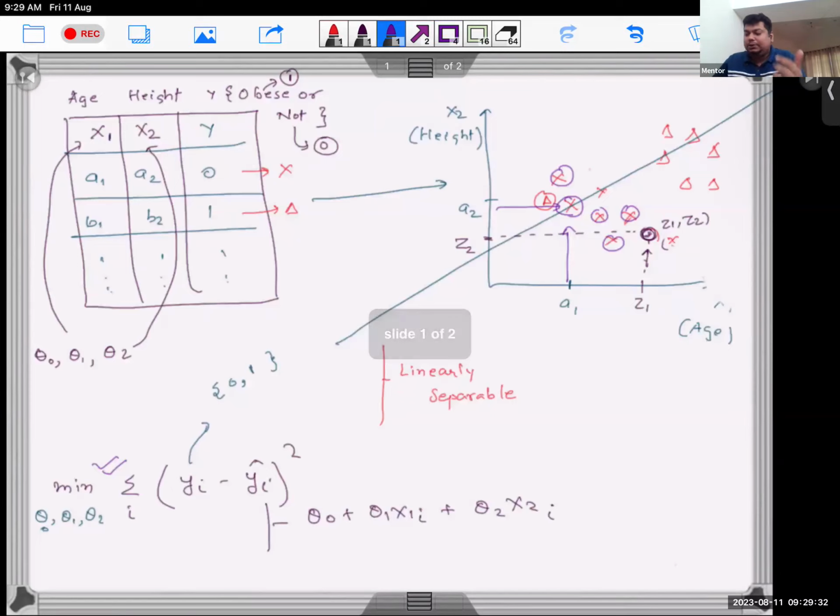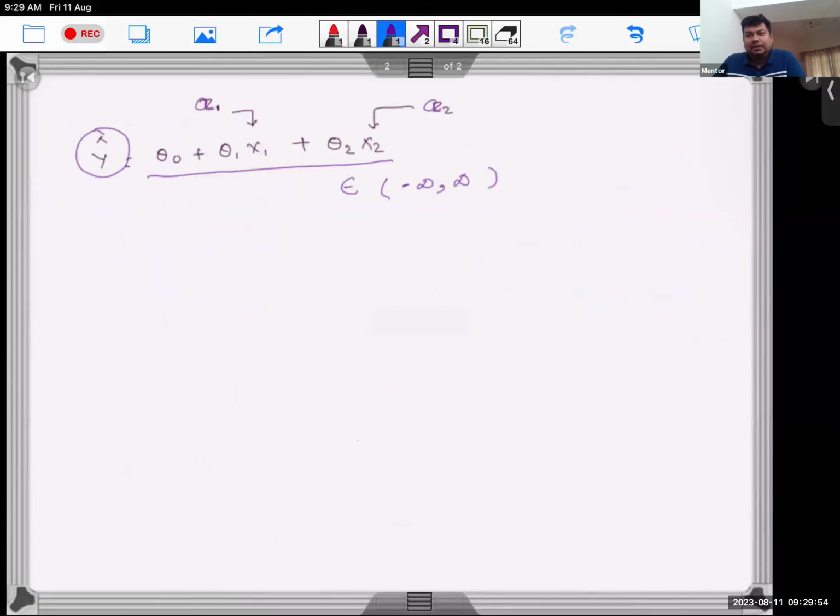And what about the triangles? If you look at the triangle input, let's say this is some b1 comma b2. What about b1 comma b2 if I put in x1 and x2 respectively? What should be the value generated? Closer to 1. Now think about this. Now I am giving you a point which is z1 comma z2 for which we have to predict. So anything which was an x should be closer to 0. Anything which was a triangle should be closer to 1. Can you tell me the value this y hat generates?